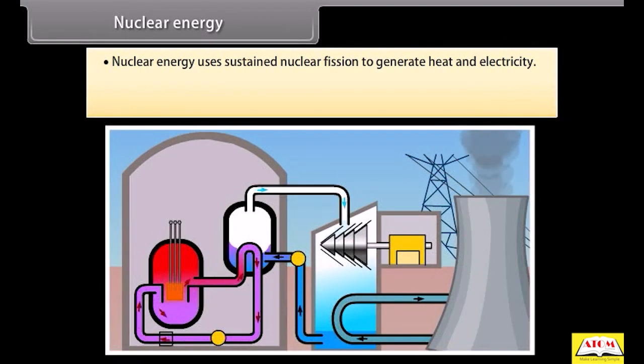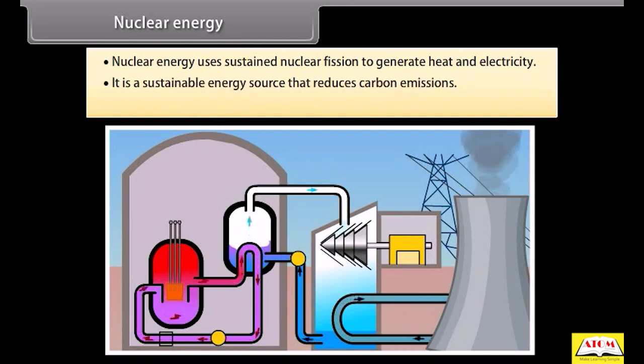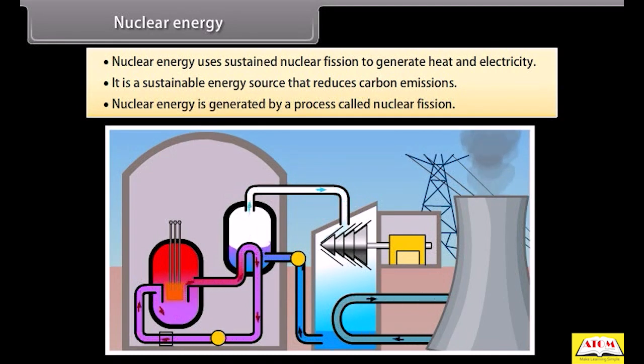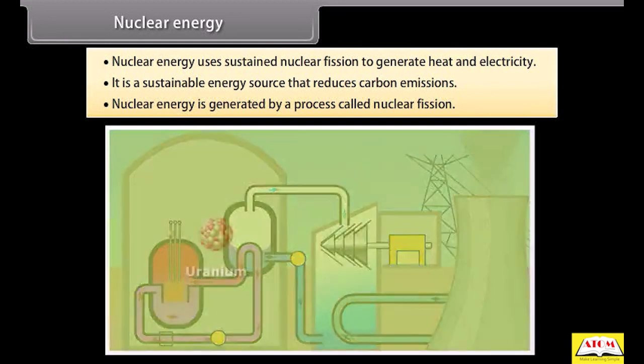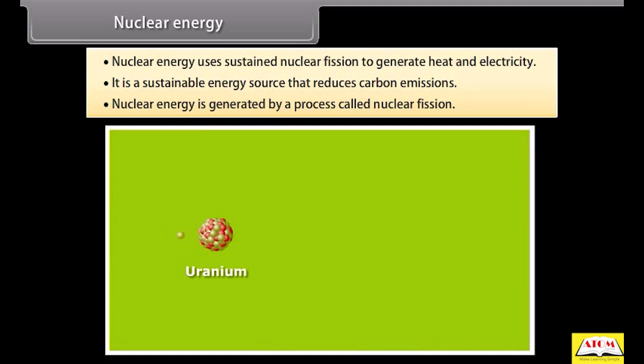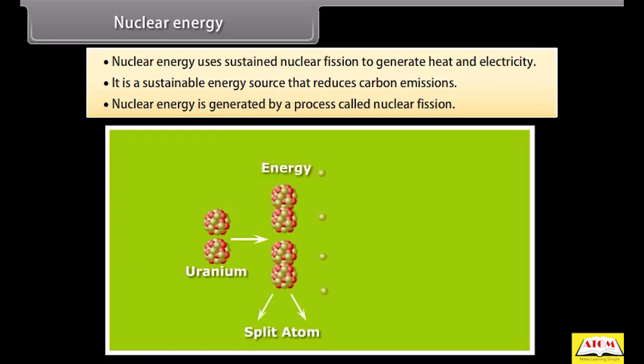Nuclear energy. Nuclear energy uses sustained nuclear fission to generate heat and electricity. It is a sustainable energy source that reduces carbon emissions. Nuclear energy is generated by a process called nuclear fission. In this process, the nucleus of heavy uranium, plutonium, or thorium is bombarded with low-energy neutrons. This atom is then split into lighter nuclei.